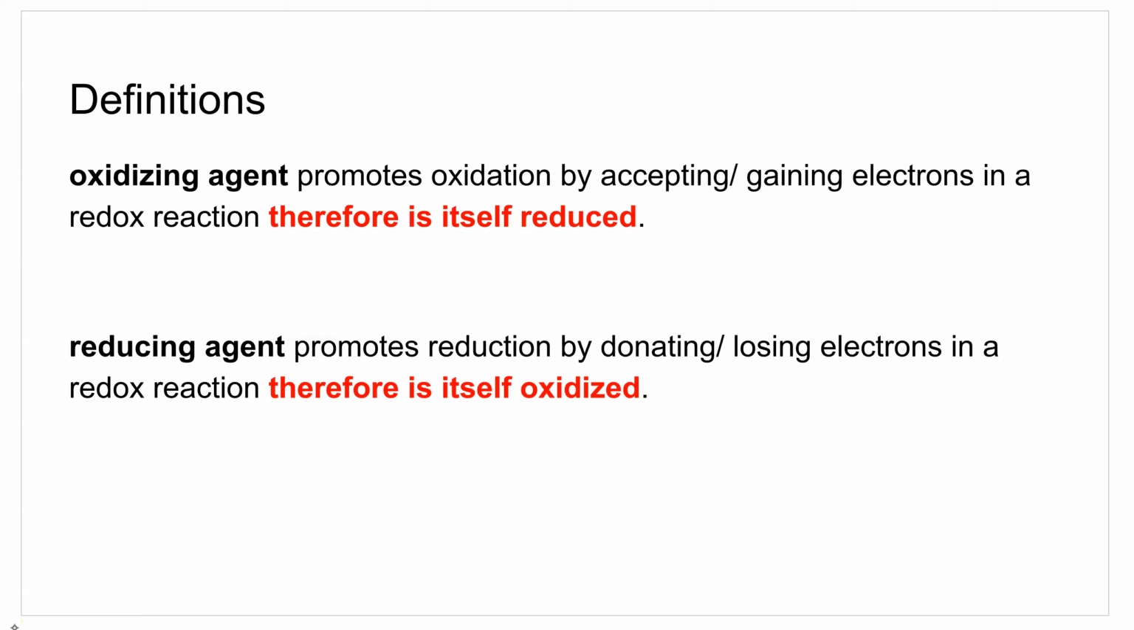A reducing agent promotes reduction. It promotes the reduction of another substance by giving up its own electrons to allow the other substance to gain those electrons. The other substance would be gaining electrons and undergoing reduction, but the reducing agent would be losing the electrons, so therefore it itself is being oxidized.